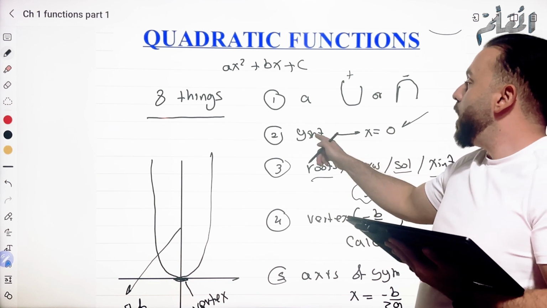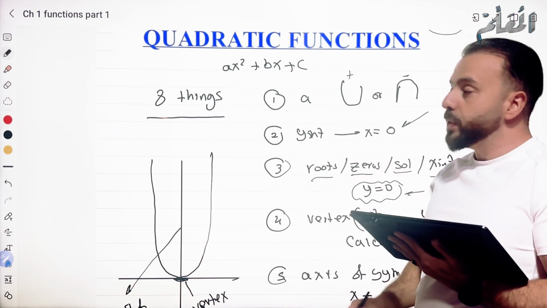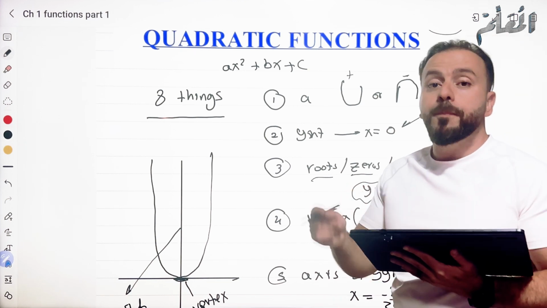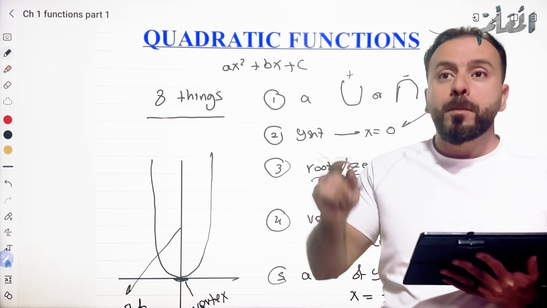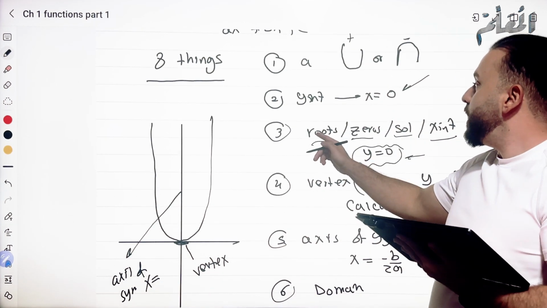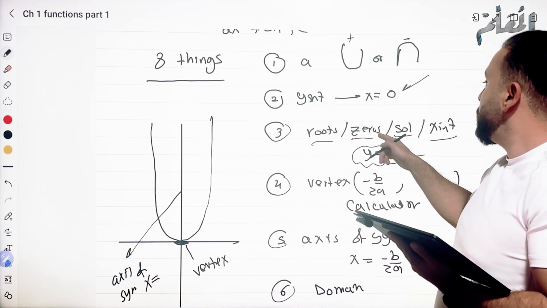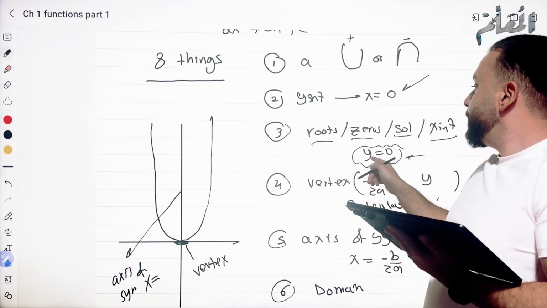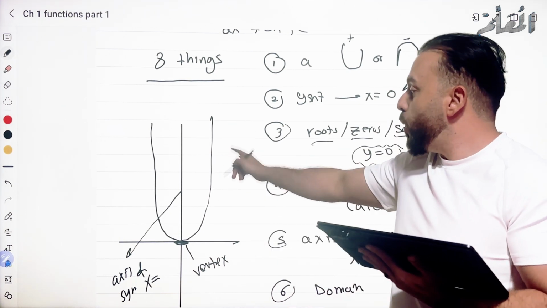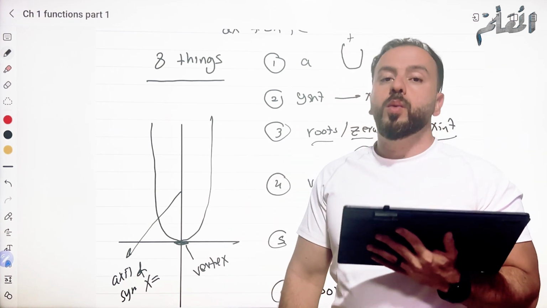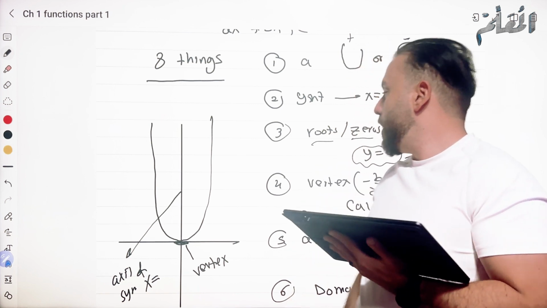The second thing, the y-intercept. Y-intercept is when x equals 0. So we can find where the parabola intersects with the y-axis. The third thing, which is called the roots, zeros, the solutions, the x-intercepts, all of these are when y equals 0. So when does the parabola intersect with the x-axis? We call it the zeros of the parabola.